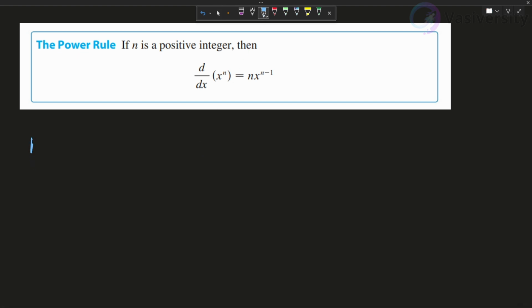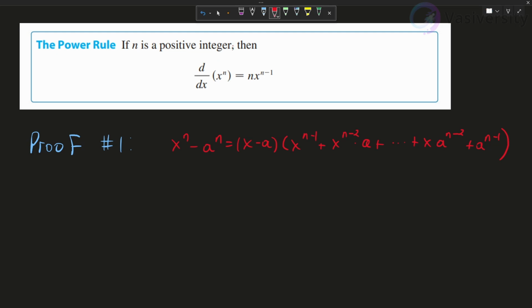So, proof number 1. We have to keep in mind the following formula: x to the n minus a to the n is equal to x minus a times x to the n minus 1 plus x to the n minus 2 times a plus dot dot dot plus x a to the n minus 2 plus a to the n minus 1.